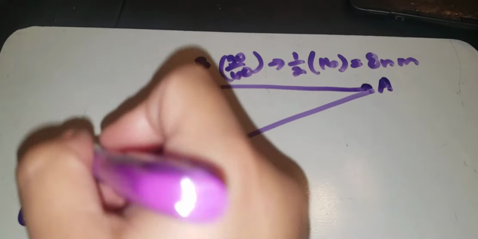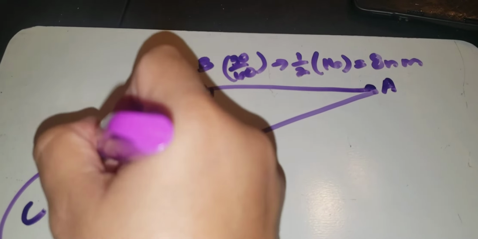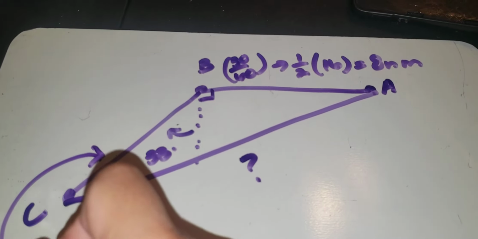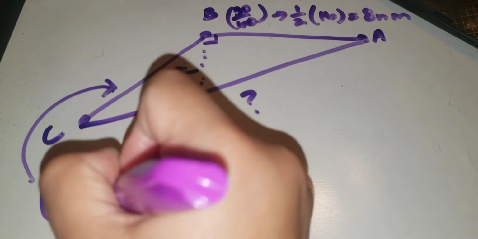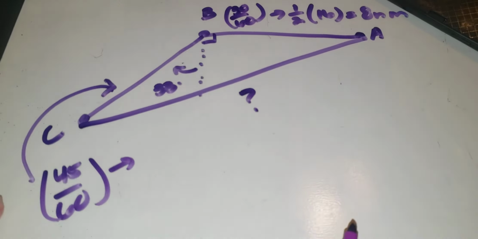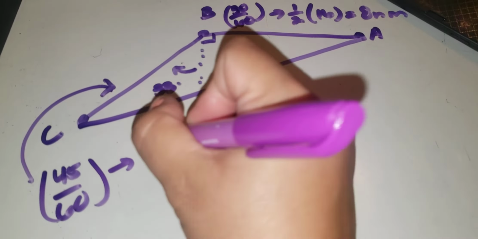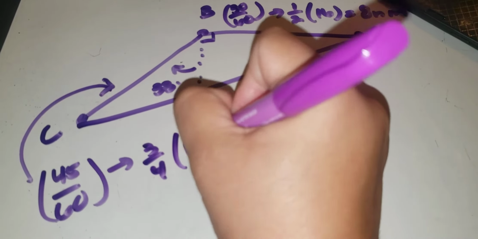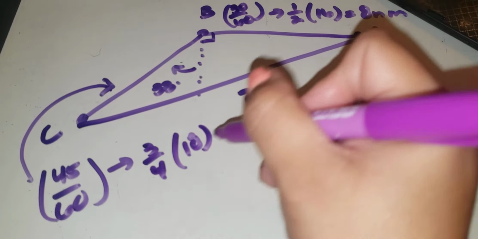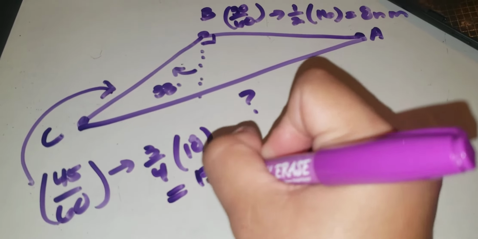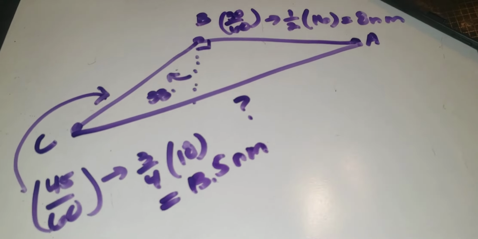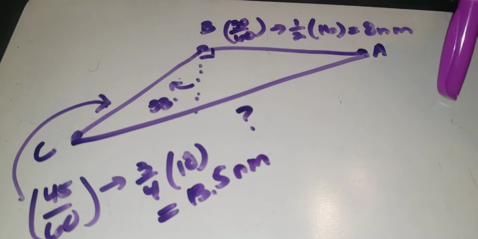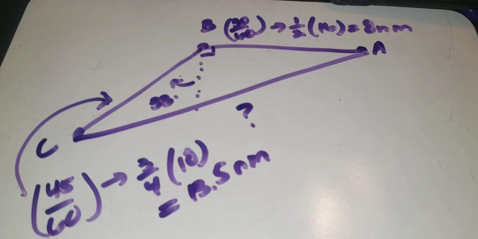So that's the same as saying, let's see, because I may not have enough room, I'm going to write a ratio, 45 to 60, and that's the same as saying 3/4 times 18, which will give me, well, not approximately, 13.5 nautical miles. So technically this is the drawing without anything else. We know this much.